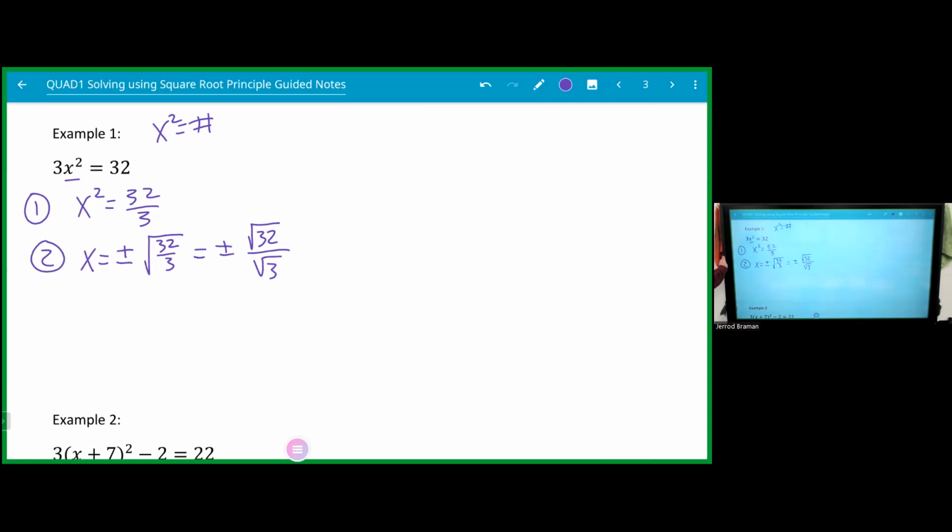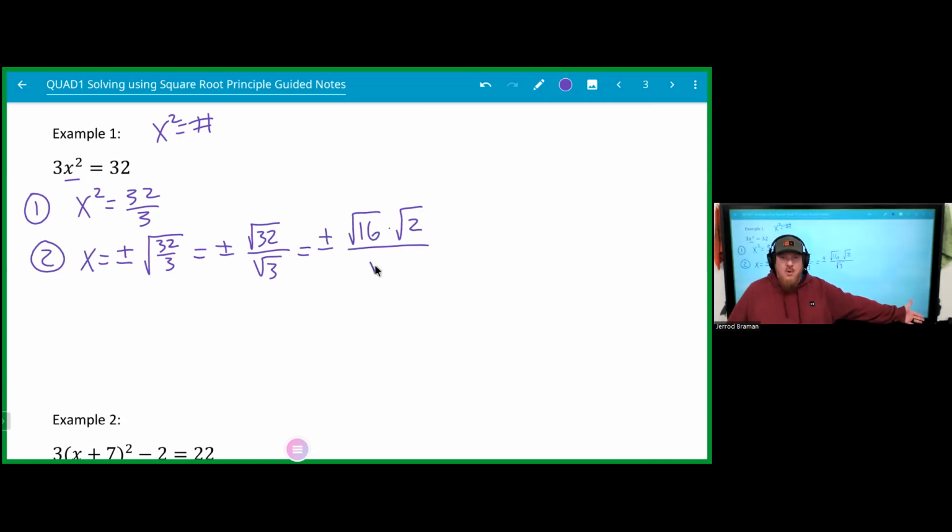And then we start looking for perfect squares. Well, the square root of 3, we just can't do anything with. That's done there. But 32 is interesting. 32 has a perfect square in a product other than 1, and that would be 16. What if I turn the square root of 32? Remember, the square root of 32 is not 32. What if I turn that into root 16 times the square root of 2? What do we know? We know that the square root of 16 is 4. This gives us plus or minus 4 times the square root of 2 divided by the square root of 3.